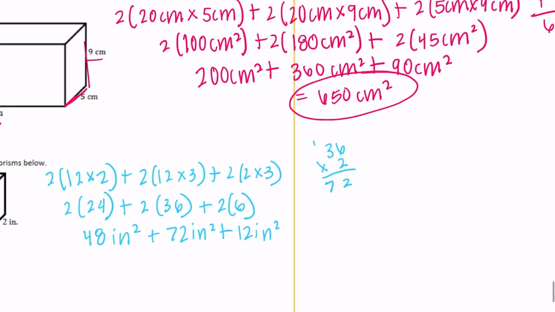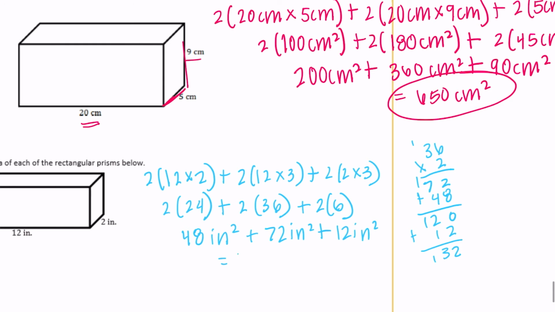Let's add all those together. Add 48 to that. So 120 plus 12 would be 132. So this is equal to 132 inches squared.